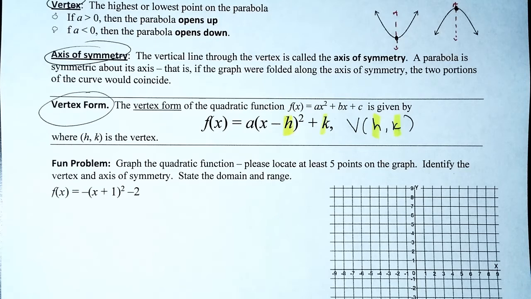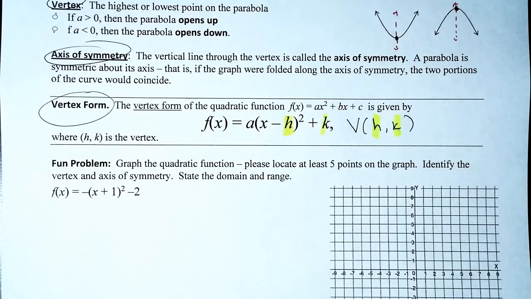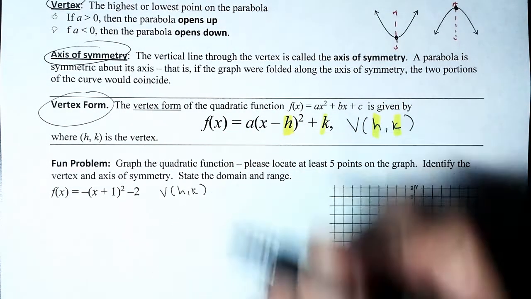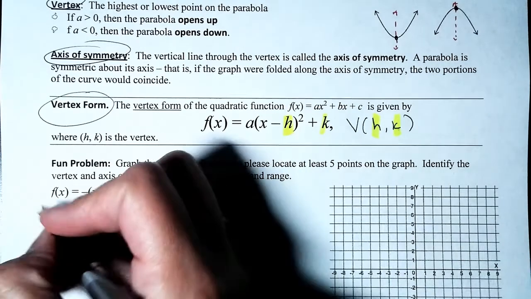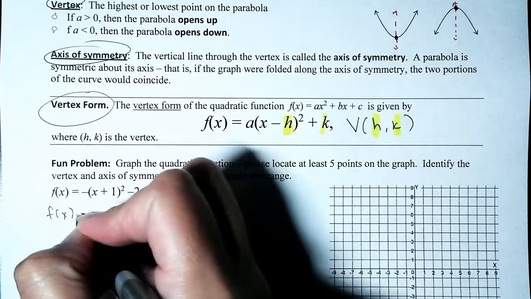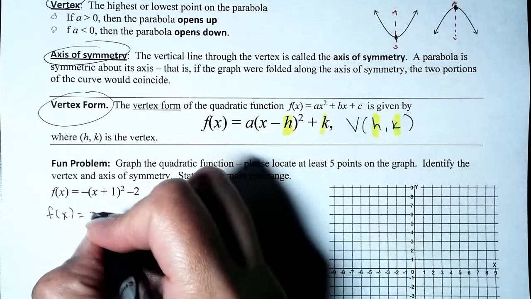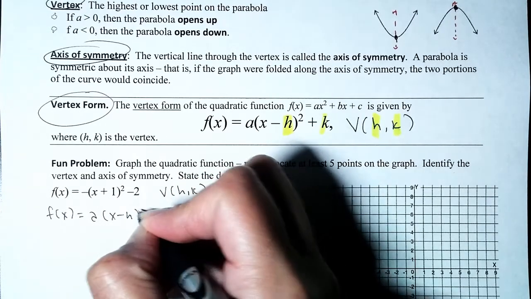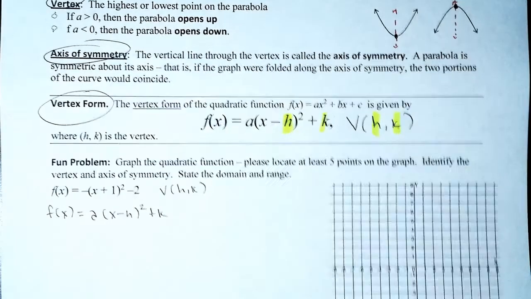So first of all, let me go ahead and identify the vertex. The vertex is given by (h, k). And I want to know, is this really in vertex form? I forget what that looks like, so let me just go ahead and write down the general vertex form. So we have f(x) equals a times the square of (x minus h) plus k. Okay, so let's go ahead and identify our vertex.